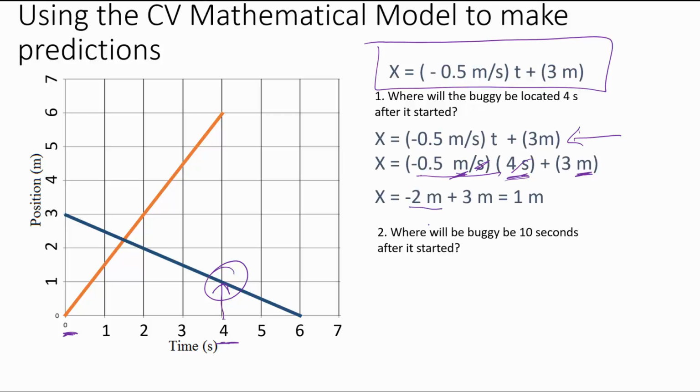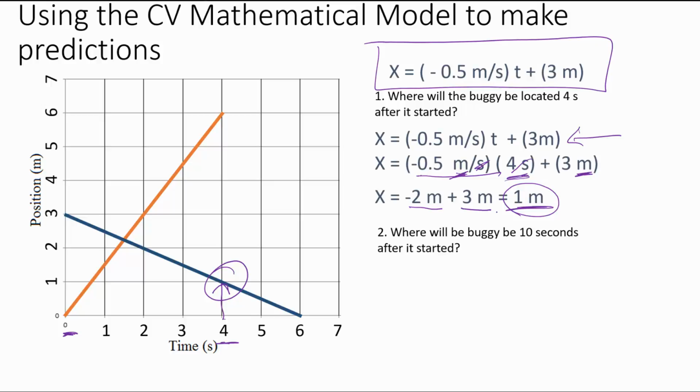So we end up with -2 meters plus 3 meters. This is where that negative is important because this now becomes 1 meter. If you forgot the negative, of course, you'd say 5 meters, and that doesn't make sense. So 4 seconds after the buggy started, it is located 1 meter away from the origin. So it went from 3 meters position down to 1 meter.